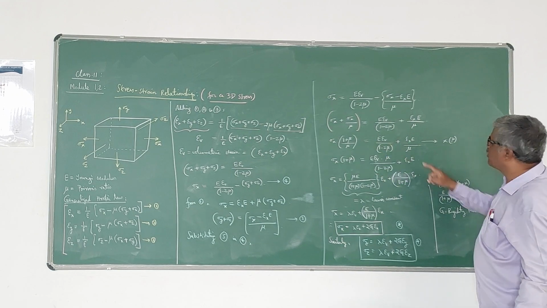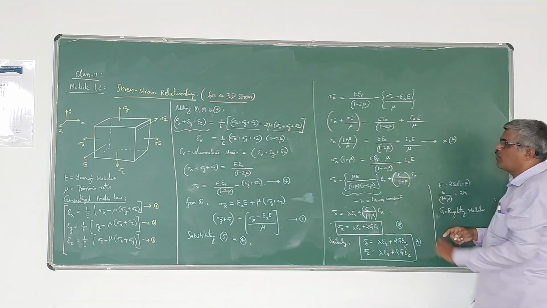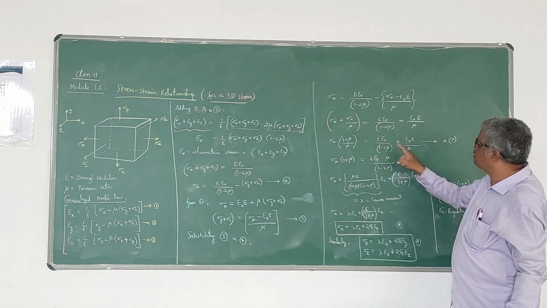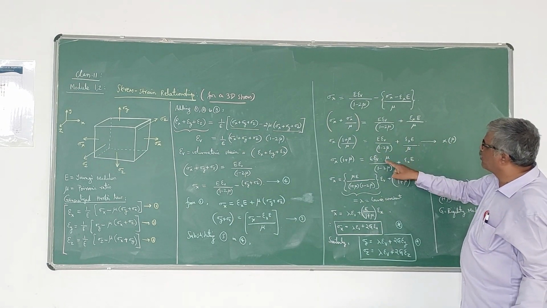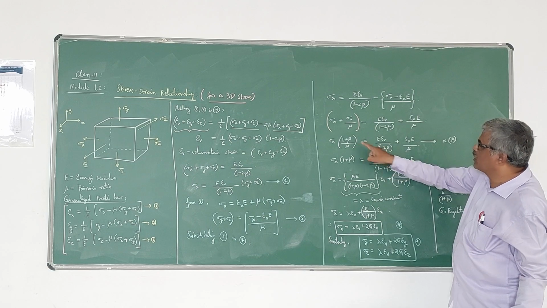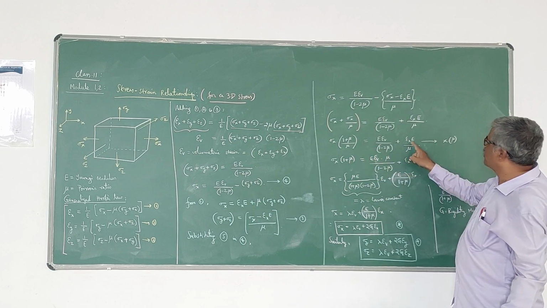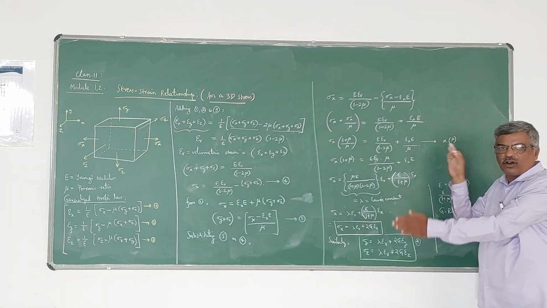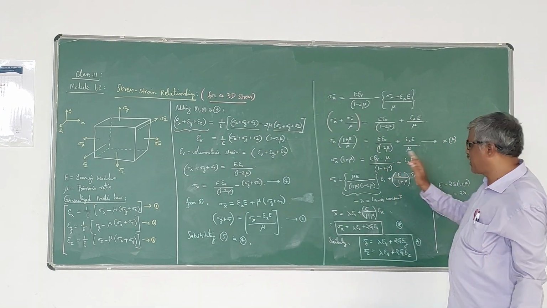Now what you have to do is cancel this mu. If you want to cancel this mu, multiply throughout by mu. So this mu and this mu will get cancelled. Here one more mu term will appear, so here 1 plus mu will be there. Here epsilon and E will be there. This mu and this mu will get cancelled. So I am multiplying all the expressions by mu on both sides.